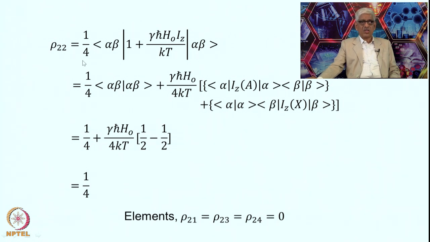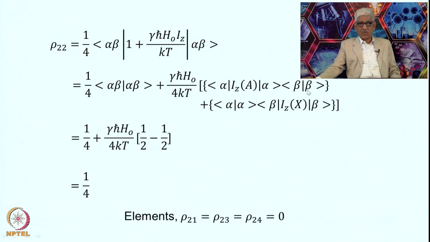So the row 2 2, this is alpha beta and alpha beta here, alpha beta (1 plus gamma h cross h naught by Iz divided by kT). So this first element gives me alpha beta alpha beta, and this is gamma h cross h naught by 4kT, this alpha Iz A alpha, and I will have beta beta, these are for the X states, and this one is for the A states, and this is the beta Iz X beta.